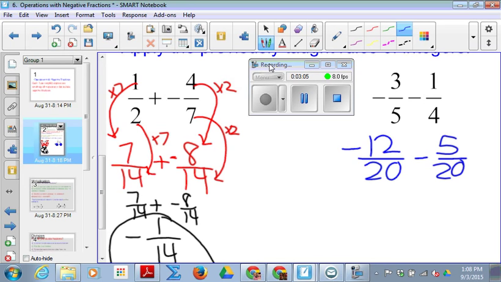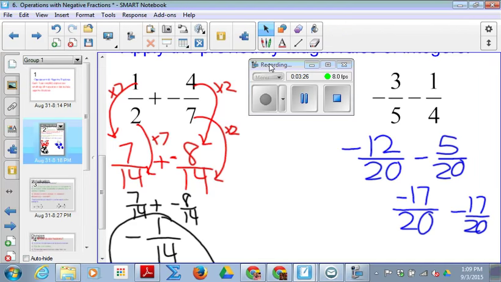So from here, it's -12/20 minus 5/20. Well, we know our common denominator is 20. On top, we have -12 minus 5. To this point, we should know it's -17. So -17/20, you can write it with the negative sign in front that way. Either way is fine.